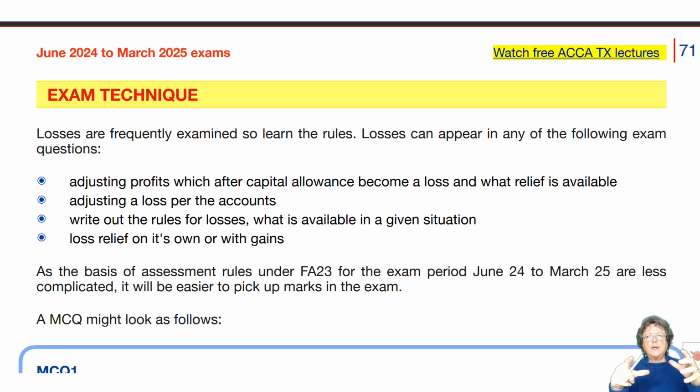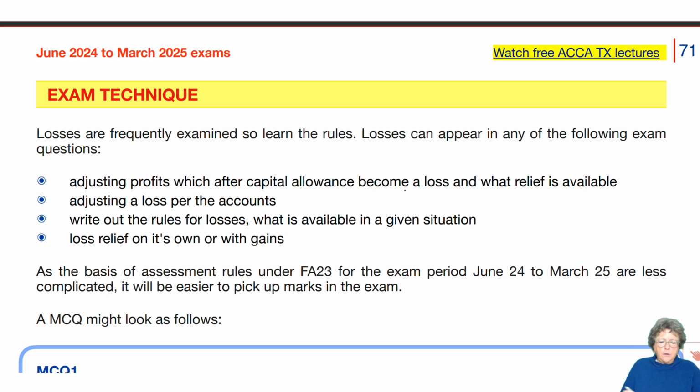I would advise that when you finish this chapter, you go back and watch it again. Make sure you get those rules in your head. Once you've got them, that's fine. You could get them in certain places. Adjusted profits, which after capital allowances become a loss. What relief is available? That means that you have profits and capital allowances which have been either done for you, or they've given you the figure, or you've got to do the maths to get to that loss, and that's a simple sum, and then what relief can we have?